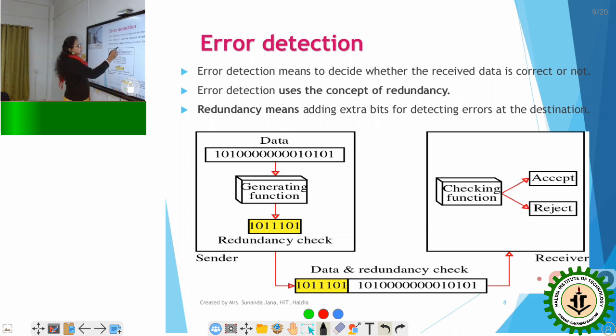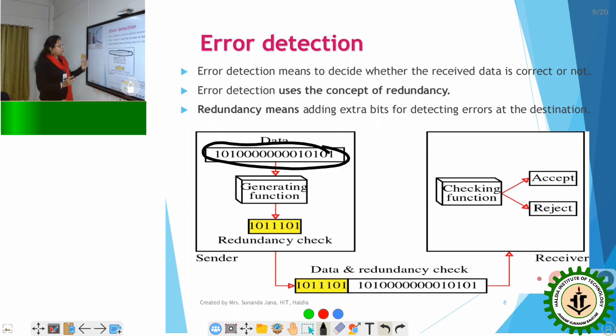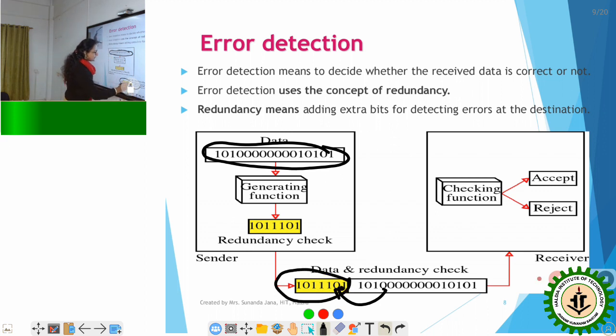Now you can find out here, this is the sender side device. This is the original data the sender is sending. Before sending the original data, the sender is generating certain code words. That means during transmitting the data, the sender is sending the data with certain redundant bits. Here you can find out this is the redundant bit and this is the original data the sender is sending. So when the sender is sending, it is sending the data and the redundant bits.